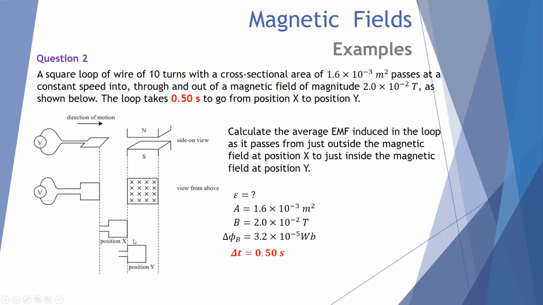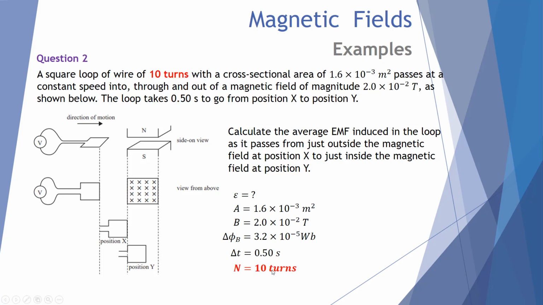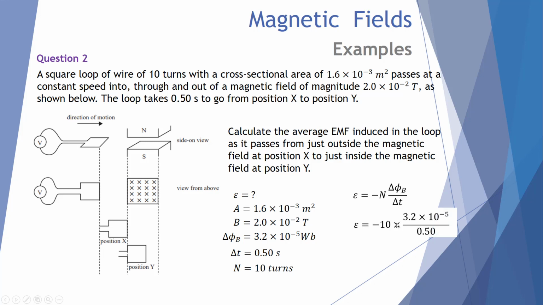Our time that it takes to move from position X to position Y is 0.5 of a second, half a second. And of course we've got 10 turns in this coil. Our equation for the EMF equals negative N, change of flux over the change in time. So negative 10 times 3.2 by 10 to the negative 5 over 0.5 gives me a value of negative 6.4 by 10 to the negative 4 volts. However, when we're calculating these EMFs, we're not worried about the sign, we're only after the magnitude. So that would be rewritten as 6.4 by 10 to the negative 4 volts.